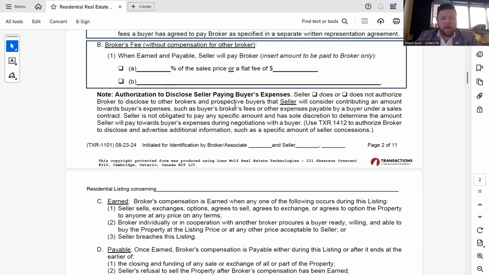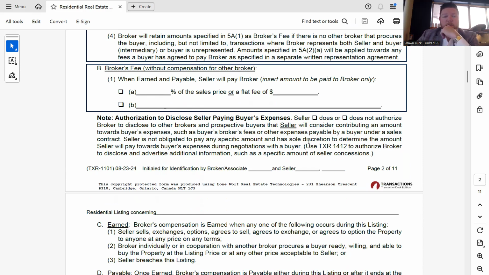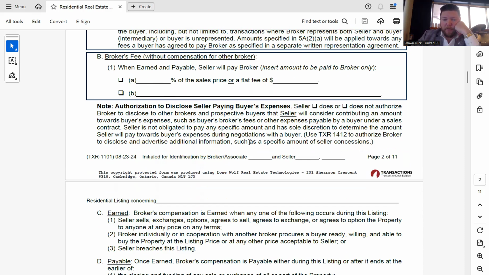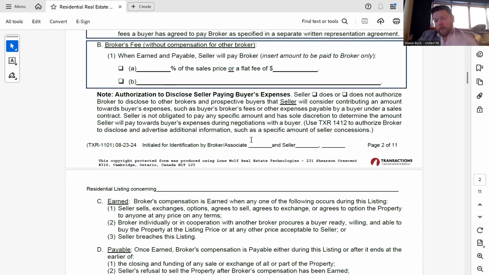Authorization: seller does or does not authorize broker to disclose what the other prospective buyers will consider, or contributing the amount towards the buyer's expenses. And that's when you watch our overview of the contract, until paragraph 12, it goes over what they're submitting their compensation for.